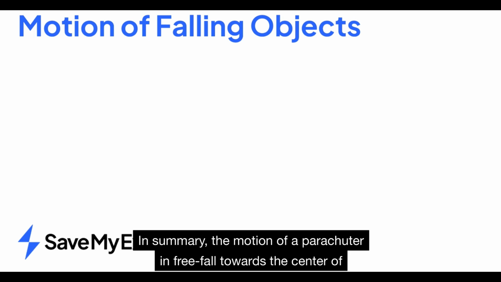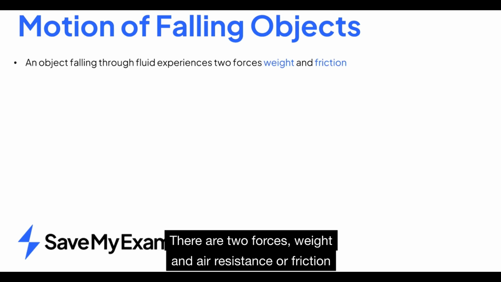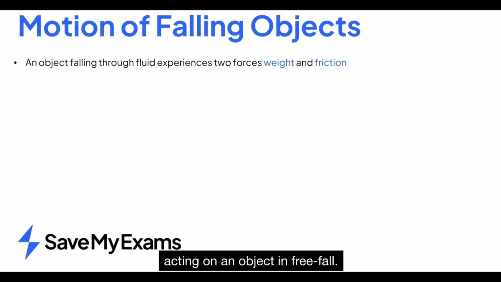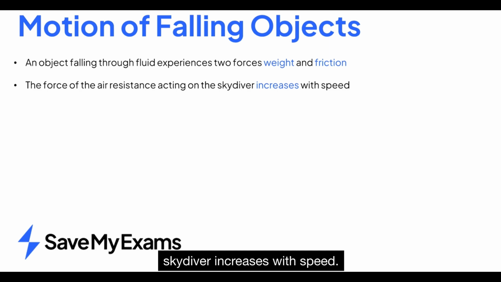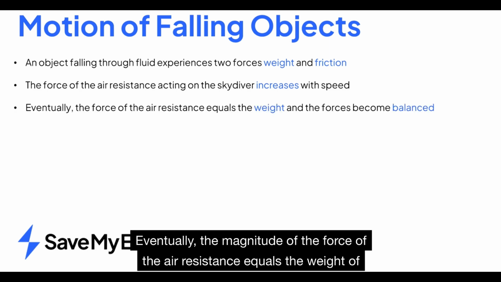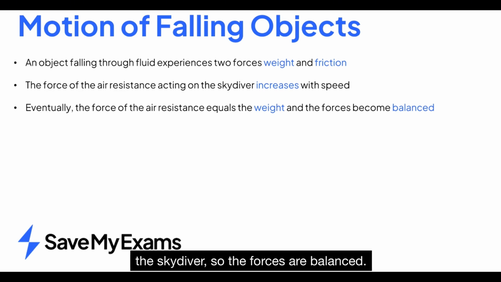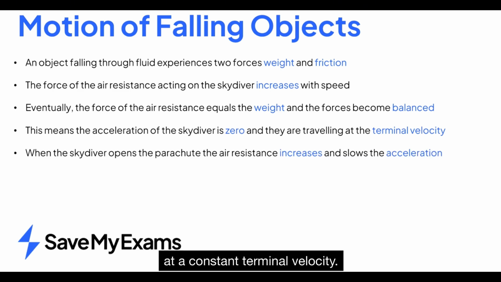In summary, the motion of a parachuter in freefall towards the center of the Earth is described as follows. There are 2 forces, weight and air resistance or friction, acting on an object in freefall. Initially, the force of the air resistance acting on the skydiver increases with speed. Eventually, the magnitude of the force of the air resistance equals the weight of the skydiver, so the forces are balanced. This means the skydiver is no longer accelerating and they are traveling at a constant terminal velocity.